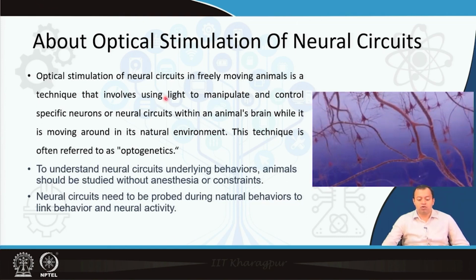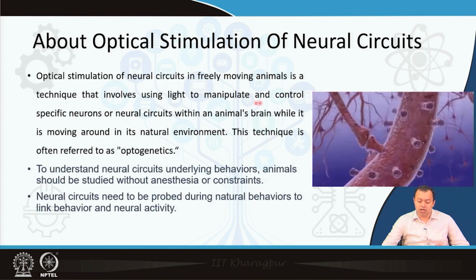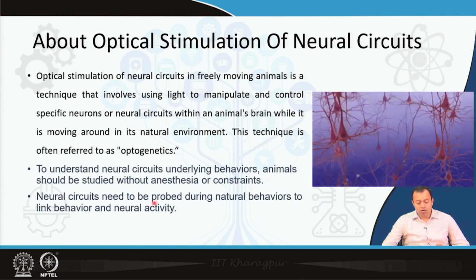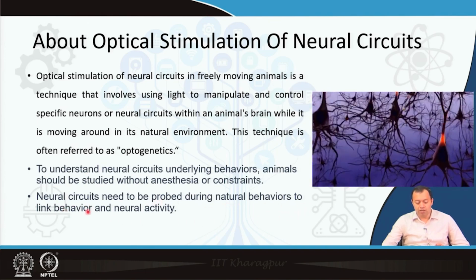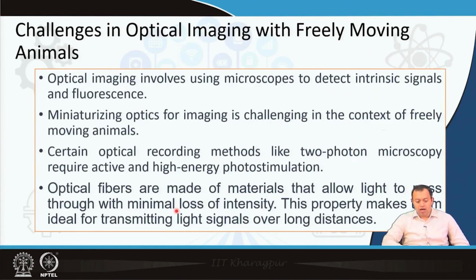Optical stimulation of neural circuits in freely moving animals is a technique that involves using light to manipulate and control specific neurons. Neural circuits need to be probed during natural behavior to link behavior and neuronal activity. We know the challenge, we know the problem statement. The challenge here is that optical imaging involves using a microscope to detect. How will you detect? Is there any physical change taking place inside the neuron?